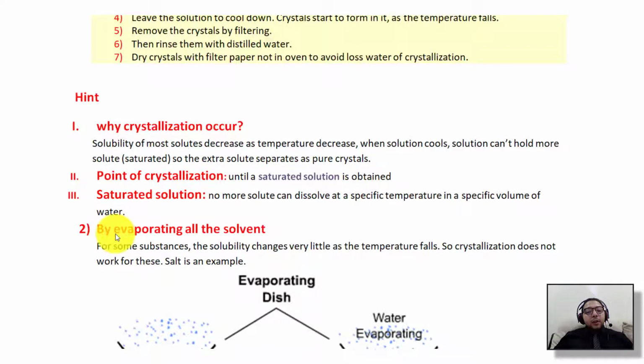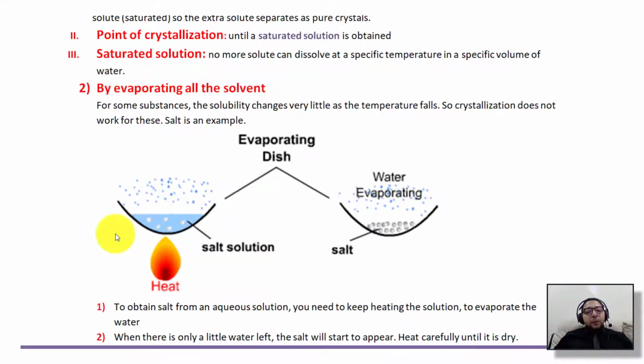We have another method to separate a dissolved solid from a liquid. This method is called evaporation. In evaporation, we use an evaporating basin. We put, as an example, salty water. Salty water is salt dissolved in water, and then we heat it up.